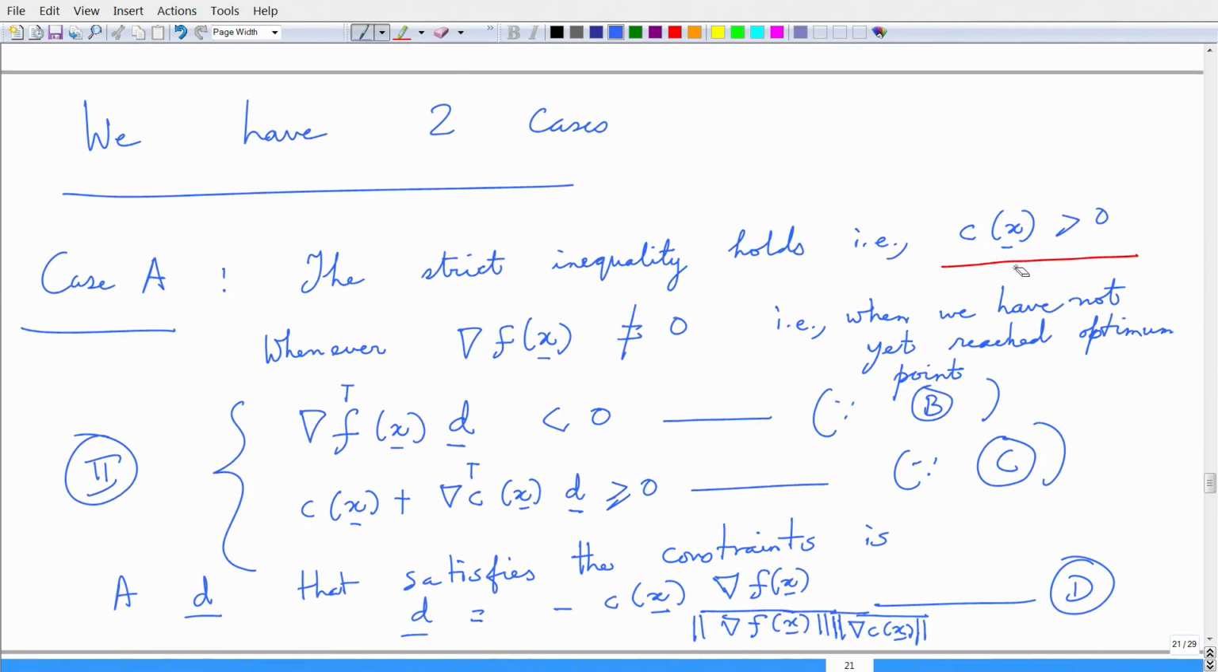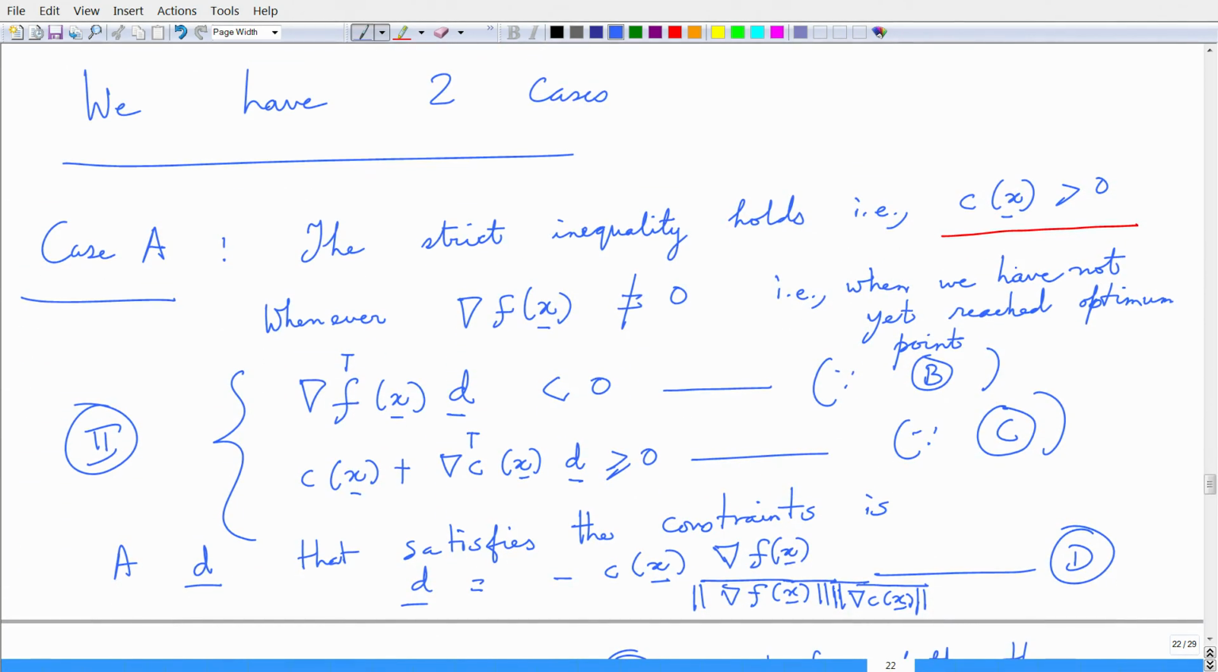Okay. Now, coming back here, whenever del f is not equal to 0, that is when we have not yet reached the optimum point. So, what we have are two inequalities. Del f transpose d is less than 0, that is our condition B, right, because we do the same Taylor series expansion and then we infer this.